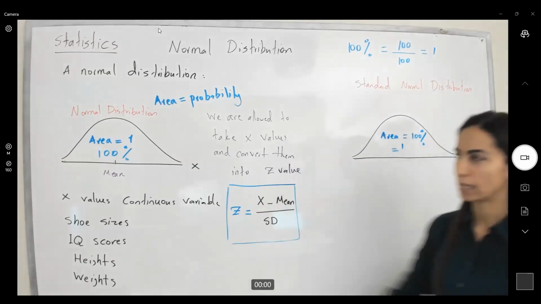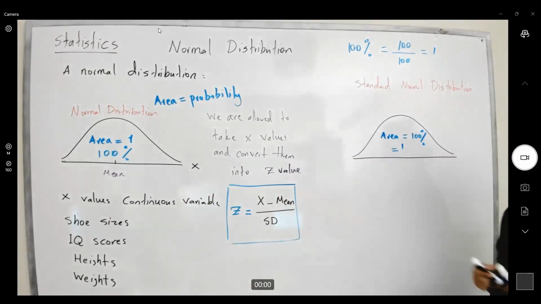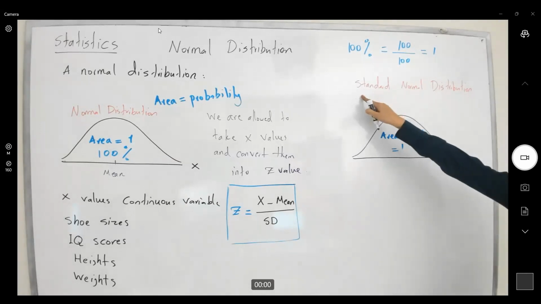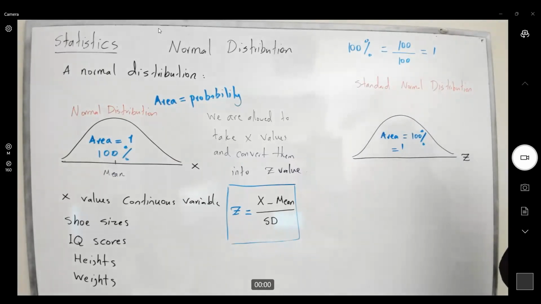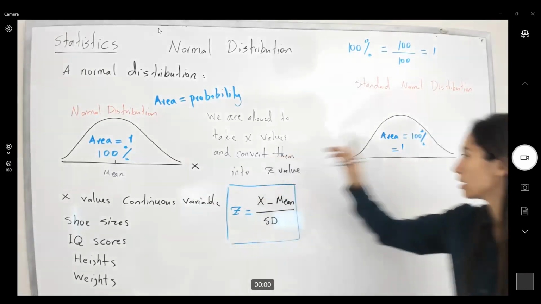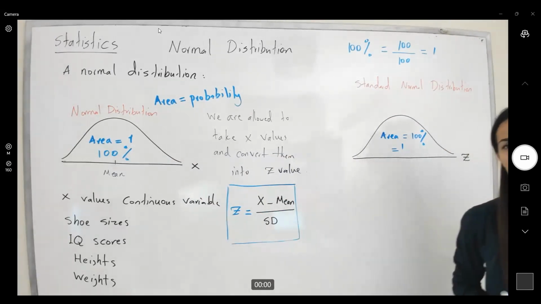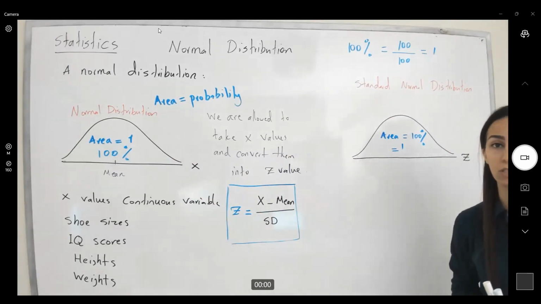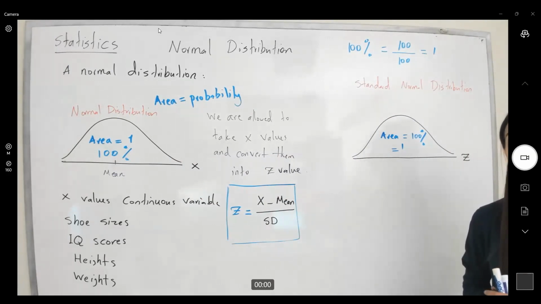Well, then what happens to X? X converts into Z. Guys, when you're using standard normal distribution, your horizontal line is denoted by Z values. Okay, well, X is converted into Z. What happens to the mean? What happens to the standard deviation? Let us go back to the empirical rule.